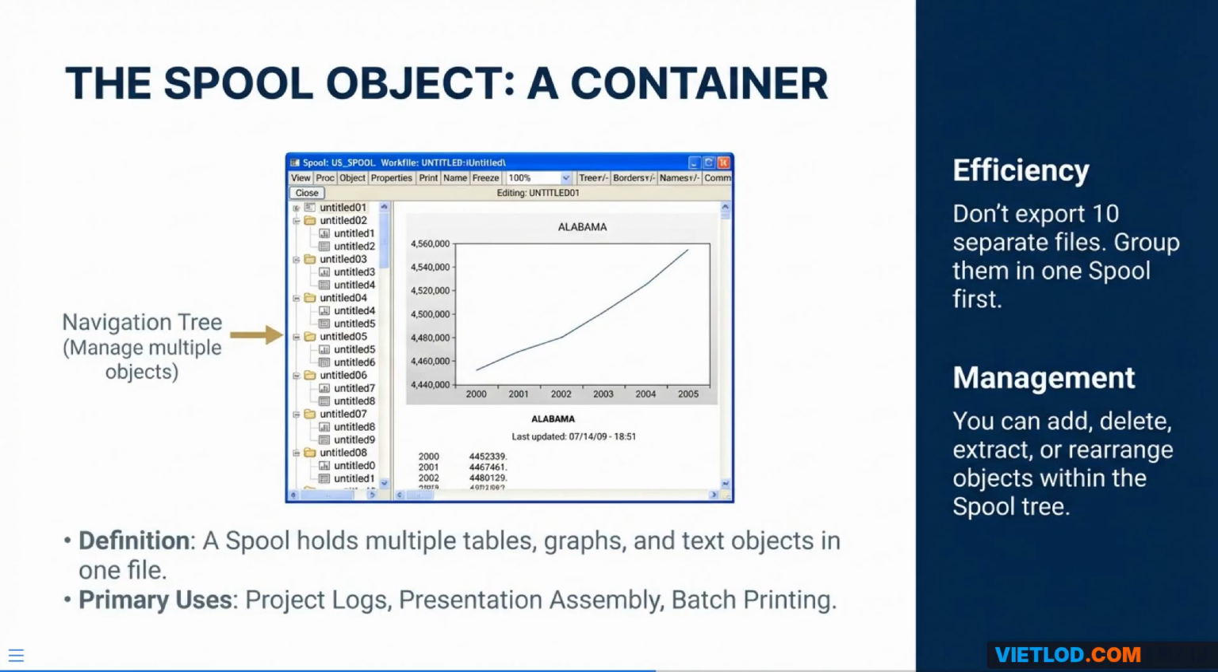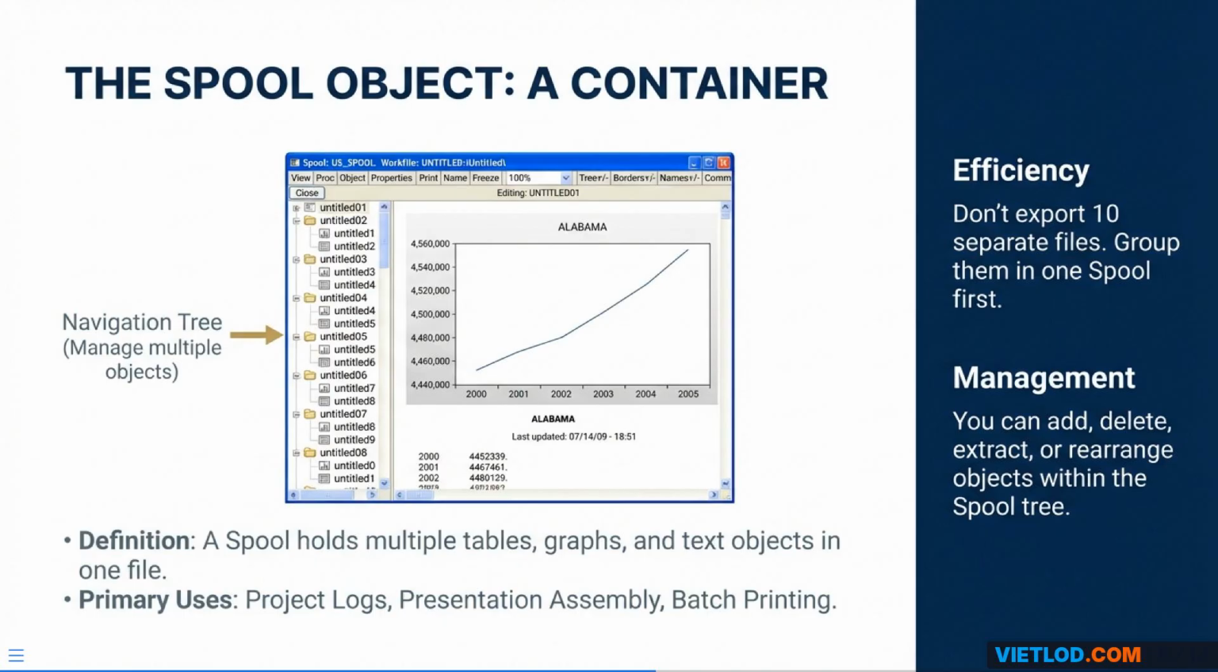Think of a spool as a folder or a binder within your EViews work file. Its purpose is to hold multiple objects, graphs, tables, and even text in one organized place. This is incredibly efficient. Instead of exporting 10 different graphs and tables as 10 separate files, you can add them all to a single spool and then print or export the spool as one document.